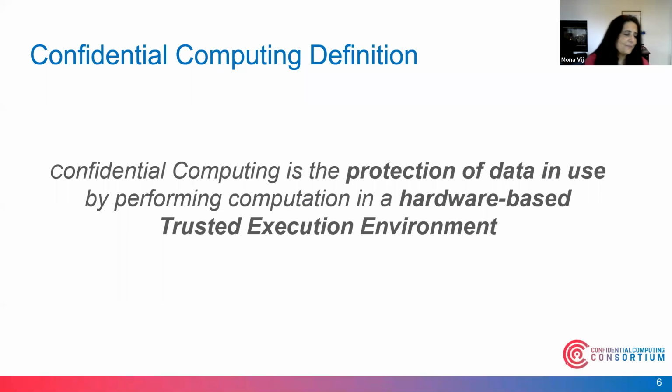All right. So let's first start with the confidential computing definition from the consortium. Confidential computing is the protection of data in use by performing computations in a hardware-based TEE. While there are other techniques for protecting data in use, like homomorphic encryption or multi-party computation for computing on encrypted data, when we refer to confidential computing, we are mainly referring to computations in a hardware-based TEE.